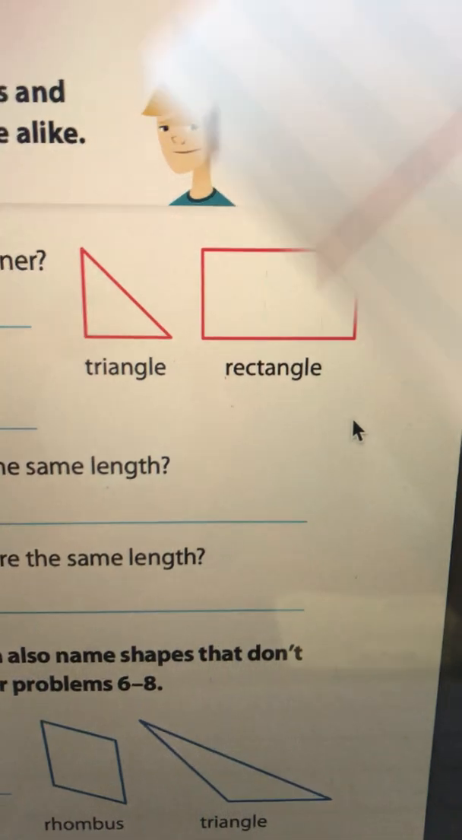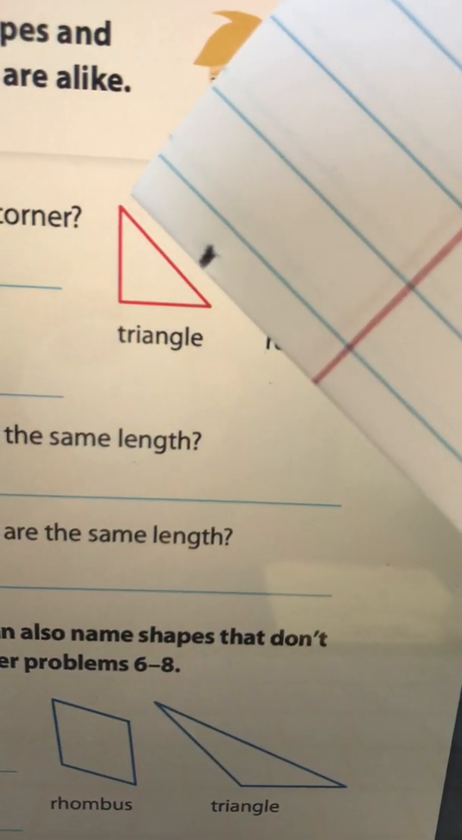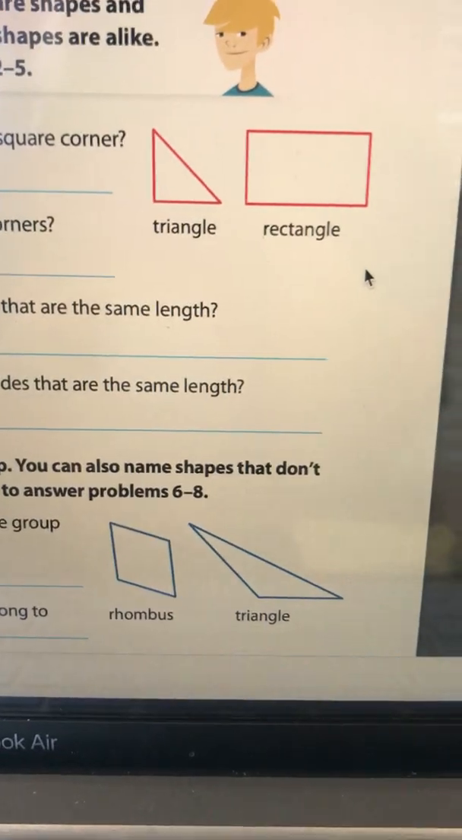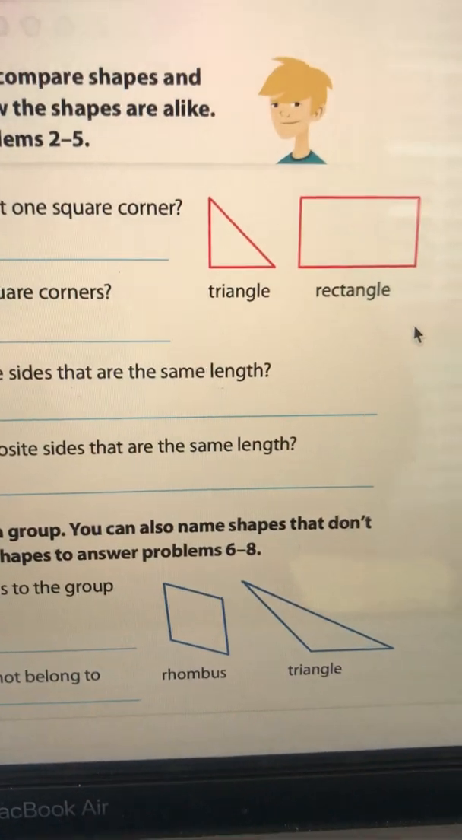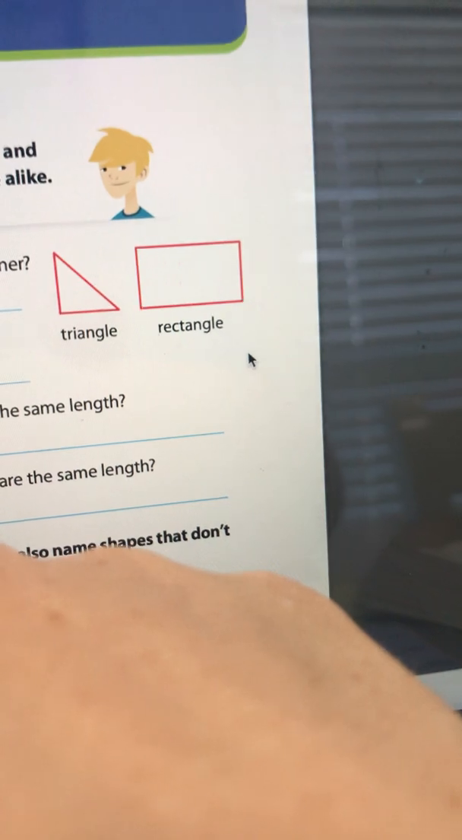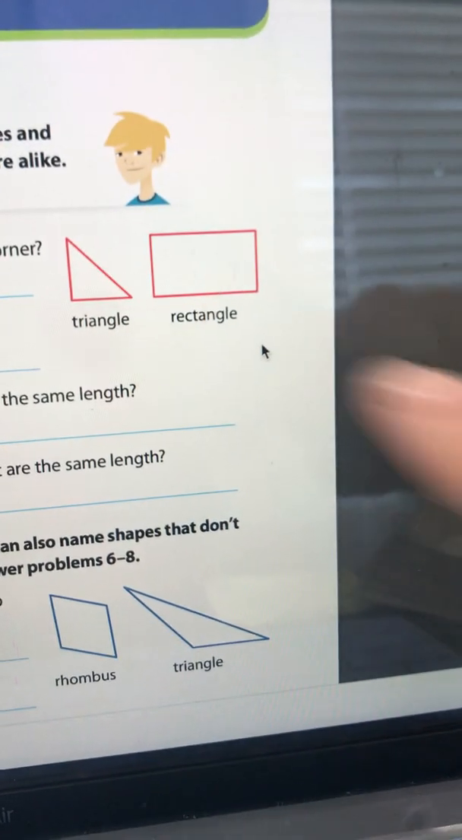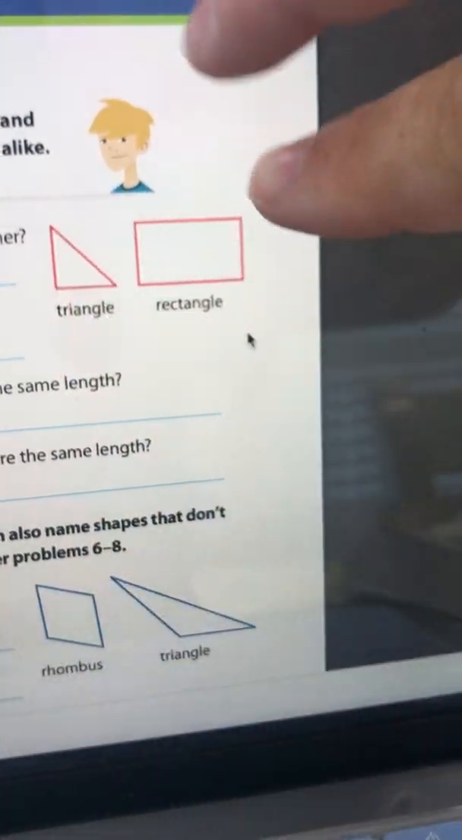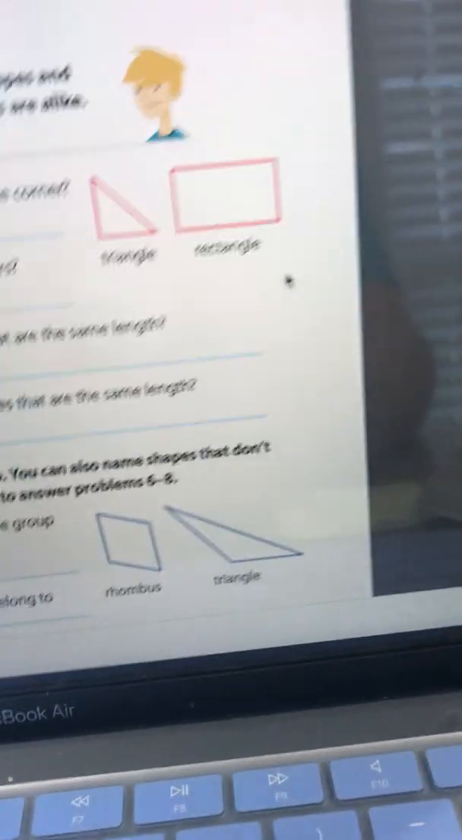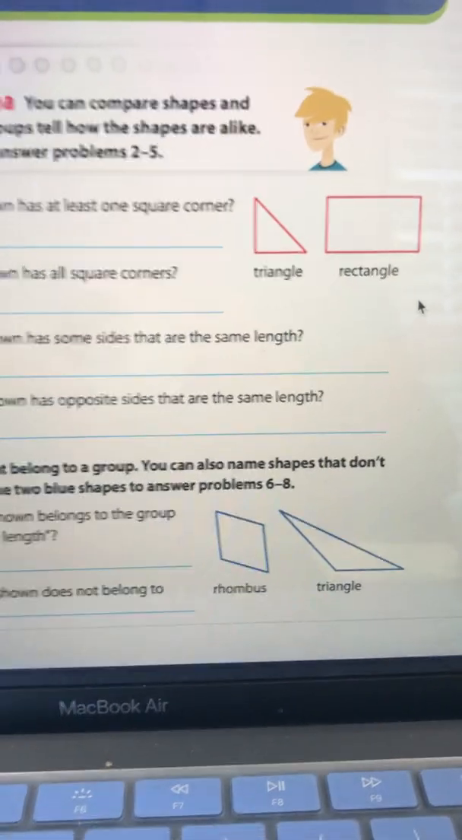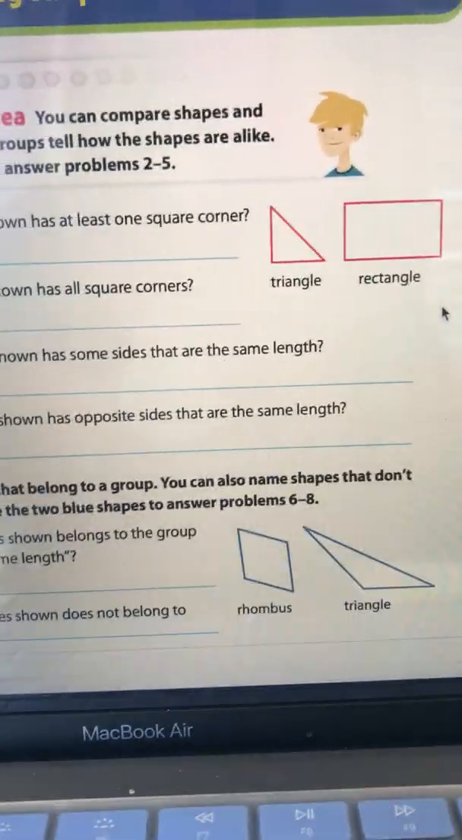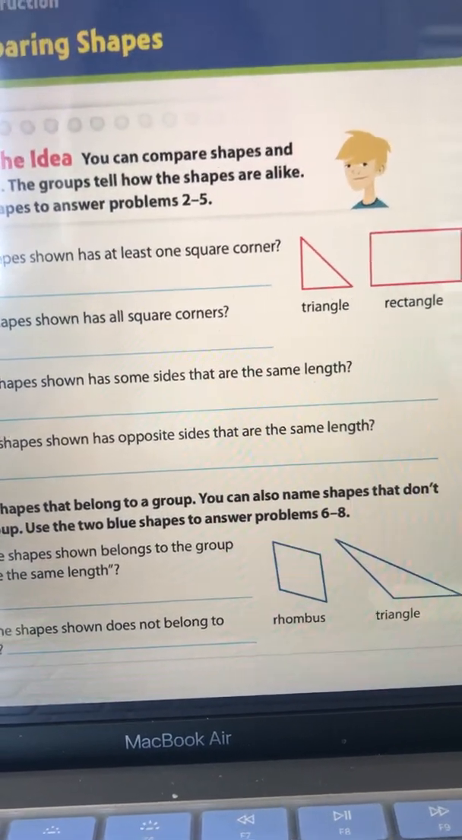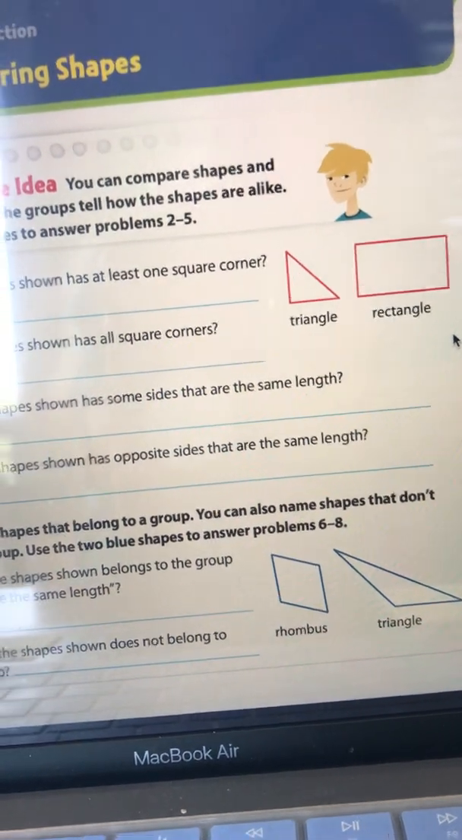But what about this one? That one's longer, isn't it? So the triangle has at least 2 sides that are the same length. So I can put triangle here. What about that rectangle? Yeah. These 2 sides are exactly the same, and the top 2 sides are exactly the same. So the rectangle also. So on number 4, we would say the triangle and the rectangle both have some sides that are the same length.